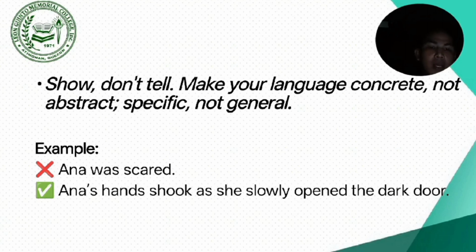So for example, "Anna was scared." So, "Anna's hand shook as she slowly opened the dark door." So see the difference. So the second sentence helps the reader feel Anna's fear. So instead of saying emotions directly, show them through actions.